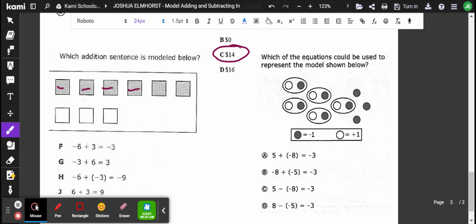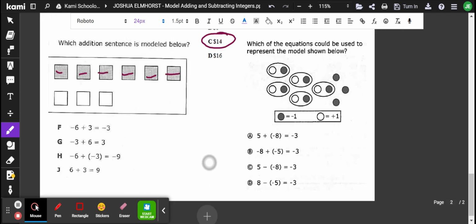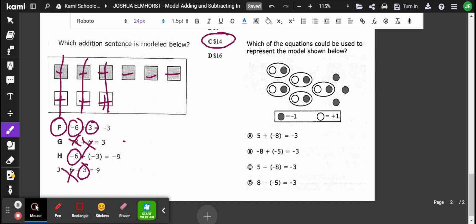Here we have 6 negatives, and we have 3 positives. So this one is backwards, and this one is backwards. So it looks like our most correct answer would be F. 6 negatives and 3 positives equals -3. Cancel, cancel, cancel. 3 negatives left over.